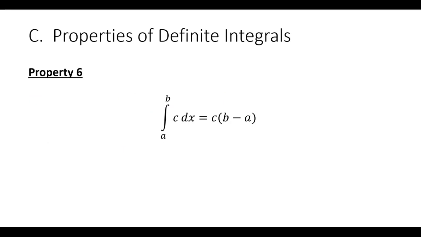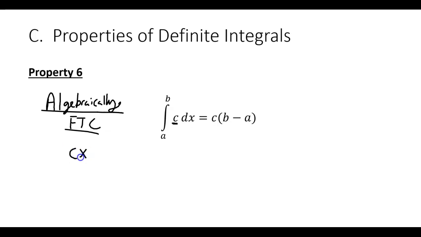The last property we're going to look at is this one. This one's kind of interesting. We'll look at this one once again algebraically and geometrically. So what I want you to understand here is that this is a constant function. Okay, it's a constant function. It's just a number. Now, when you integrate a constant, basically you just put an x next to it. So if we integrate c, we get cx.